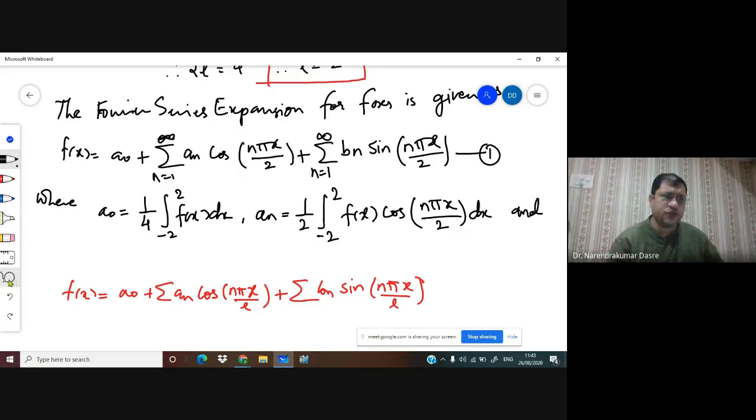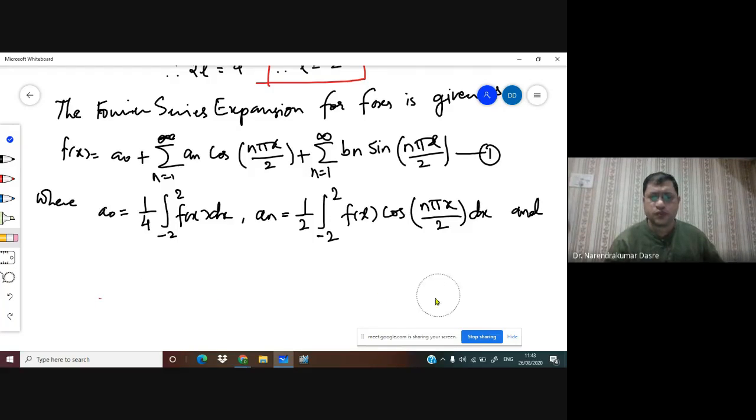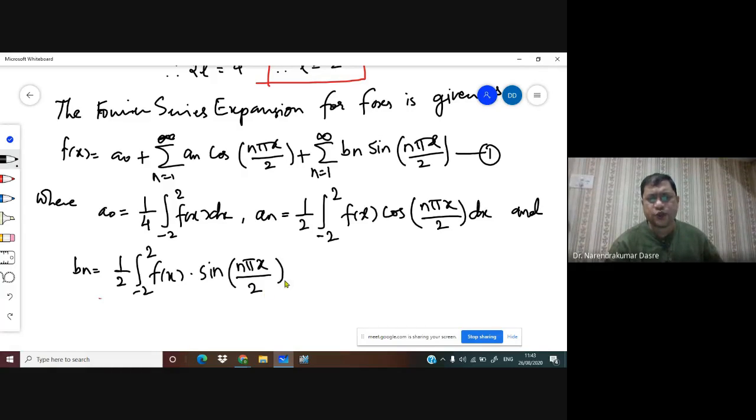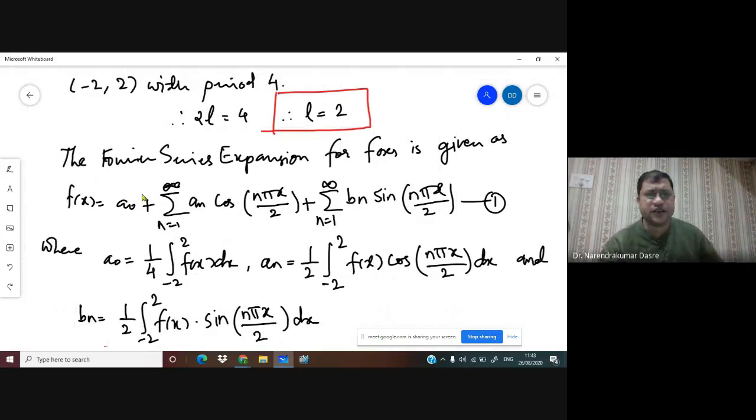And we have the formula for bn. So bn is equal to 1 by L, and the value of L is 2 here, times the integral from minus 2 to 2 of f of x sine of n pi x by 2 dx. So these are the formulas, or this will be the Fourier series for the given function in the interval minus 2 to 2, where we have replaced L by 2. That's why I always calculate 2L equal to the period and then L, because once you know what L is, you can replace it in the formula and write the correct formula. Writing the correct formula is very important, because once you write the correct formula, then your evaluation will be correct.